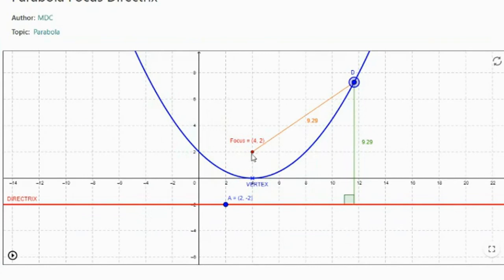The focus point is always inside the parabola. If this was a downward facing parabola, then the focus point would be down inside there, and the directrix is always outside. It's on the other side of the vertex. So if this was downward facing, the focus would be down here and the directrix would be up above it. So it's always outside, and the focus is always inside.